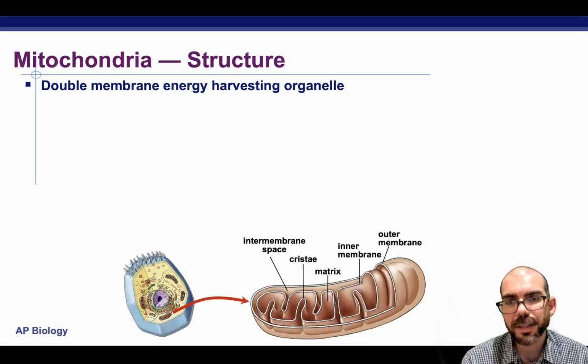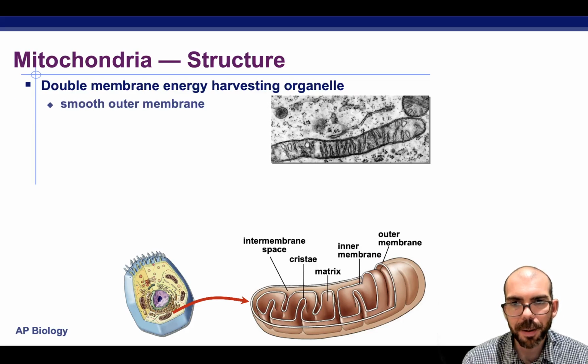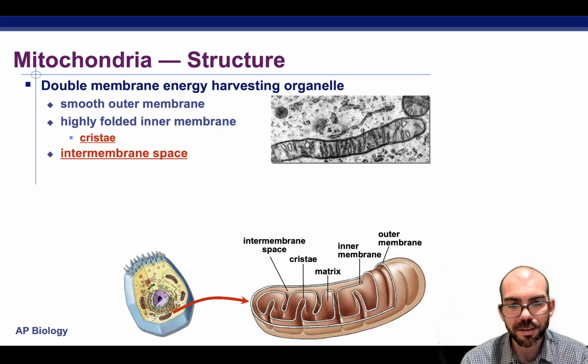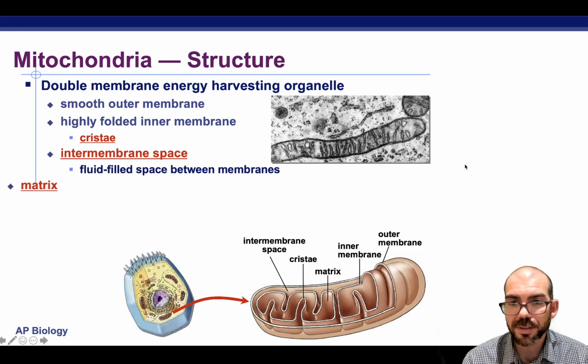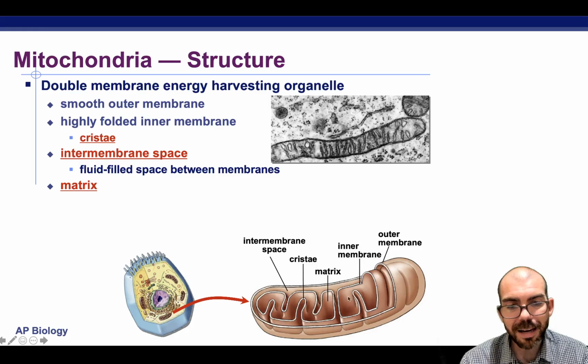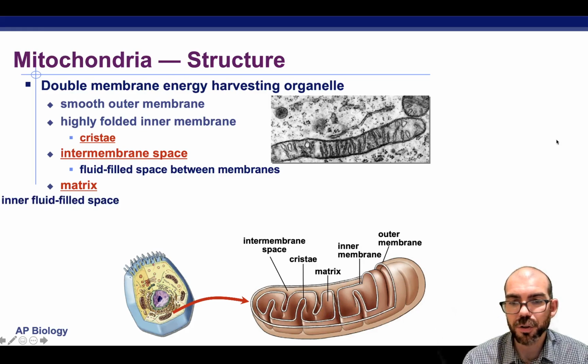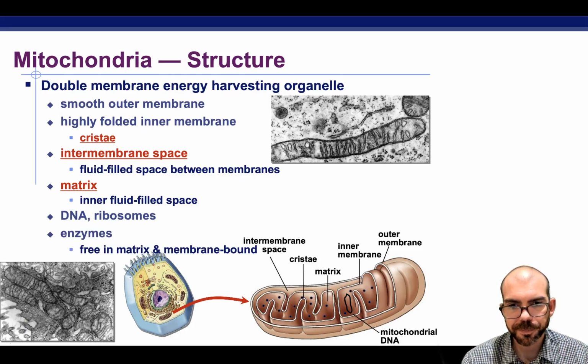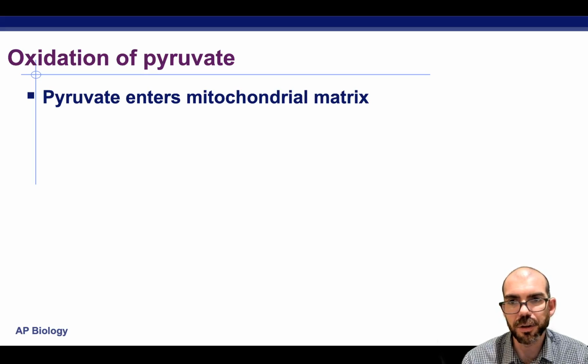So since we're going to be talking about the mitochondria, I want to review the structure of the mitochondria. It has a double membrane, a smooth outer membrane, and a highly folded inner membrane. That inner membrane is referred to as the cristae. Between that outer membrane and the cristae is a space we call the intermembrane space. It is filled with fluid, and the fluid inside the cristae is referred to as the matrix. There I'll find DNA and ribosomes that are unique to the mitochondria. They are separate from what is found in the nucleus.